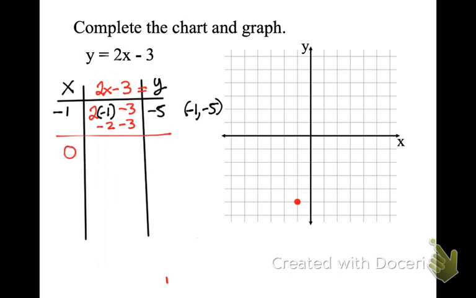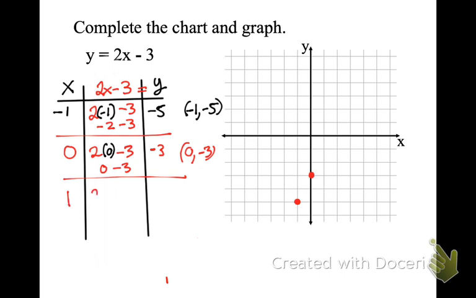Keep going. I want a 0. So I'm doing 2 times 0 minus 3. This is my free point, right? 0 minus 3 is what? Negative 3. So what is that ordered pair? 0 across, negative 3 down. 1, 2, 3. Next one. I'm going to keep it low because I like it in my field of vision.